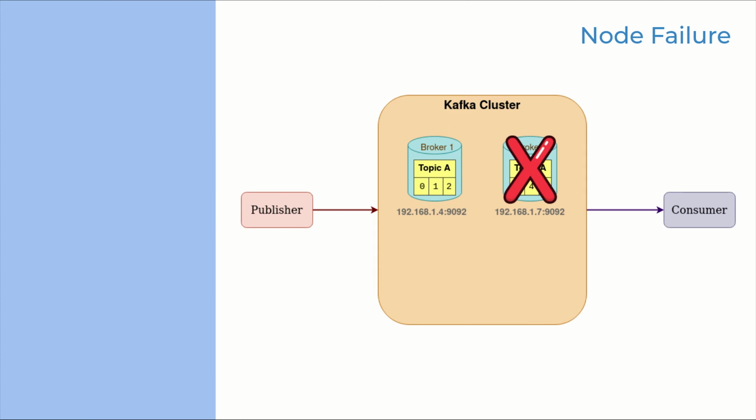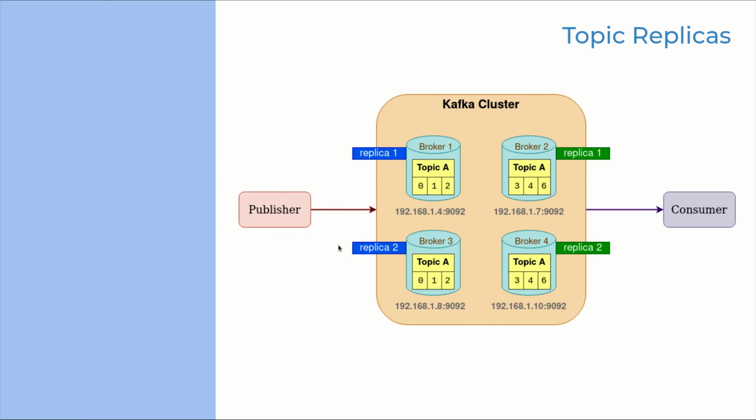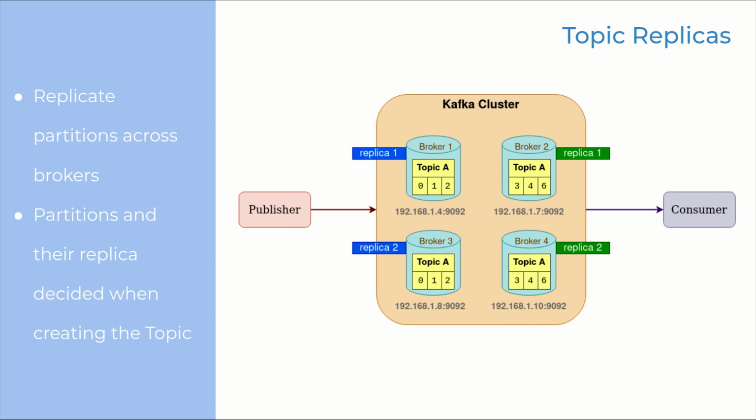So how does Kafka address this? Kafka partitions are replicated across multiple nodes. As you can see here, the first 3 partitions 0, 1, 2 are replicated into broker 3, and partitions 3, 4 and 5 in broker 2 are replicated into broker 4. And the number of partitions and replicas are decided at the time of creating a particular topic.